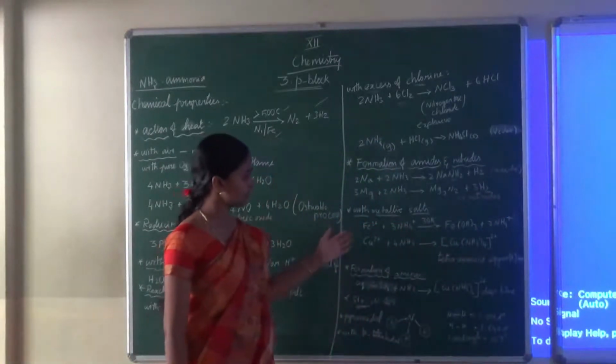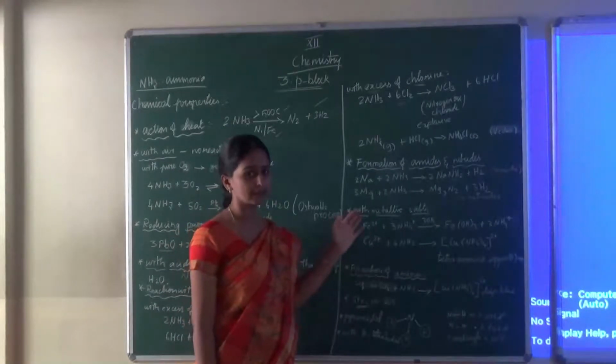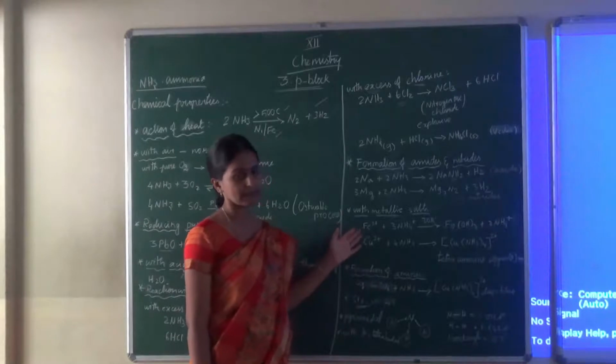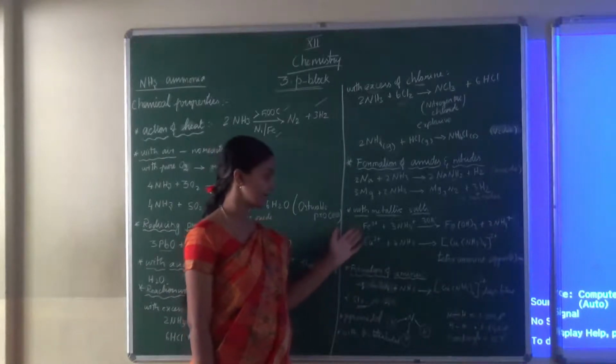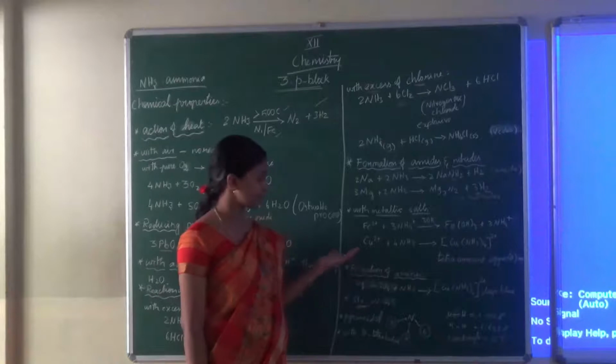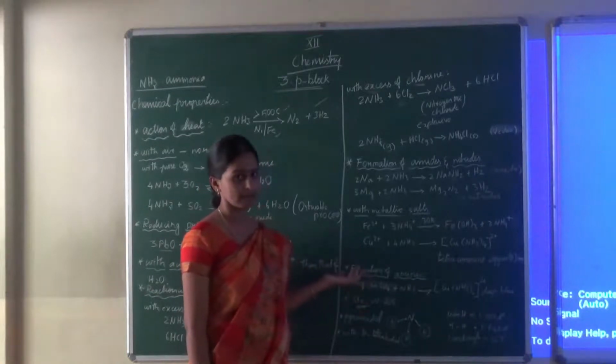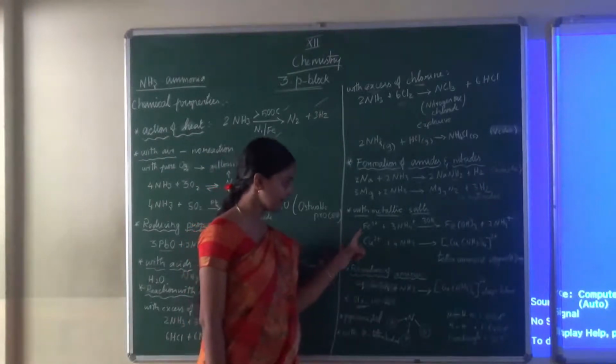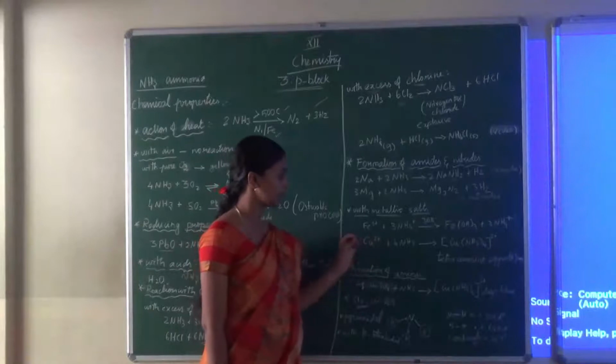Okay, the next one here, reaction with metallic salts. Here for the salt, I have written only the cationic part. The anionic part may be anything, for example, ferric sulfate, copper sulfate, whatever it may be. So I have written only the cationic part alone. How does this ammonia react then?